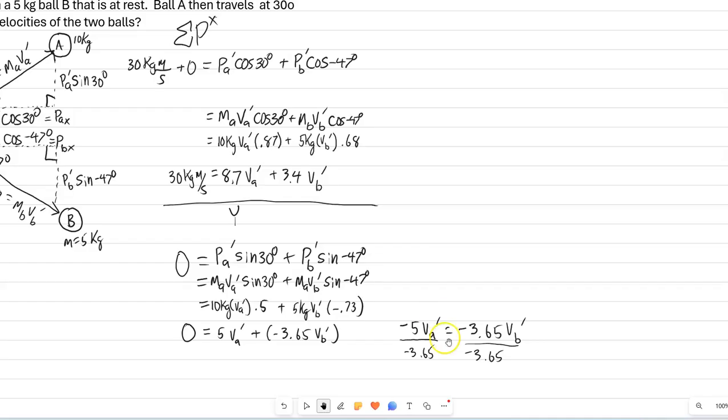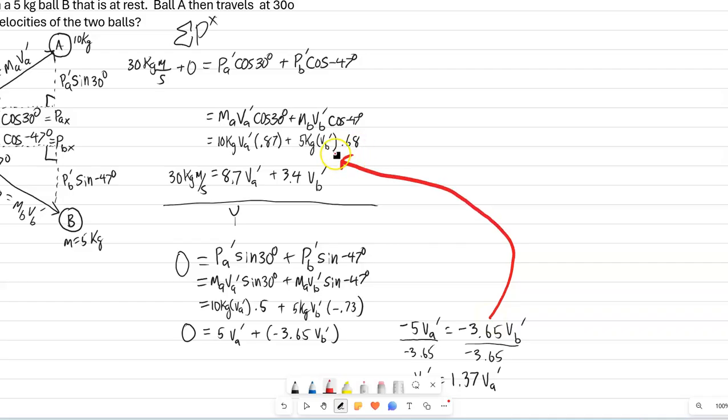And I'm going to do this with the power of calculator. And so after simplifying, I'm going to have 1.37 VA prime as my value for velocity B prime. I am now going to take this and substitute it right here for velocity B prime. Let's do that. So we're going to have, actually, here. So let's do that.